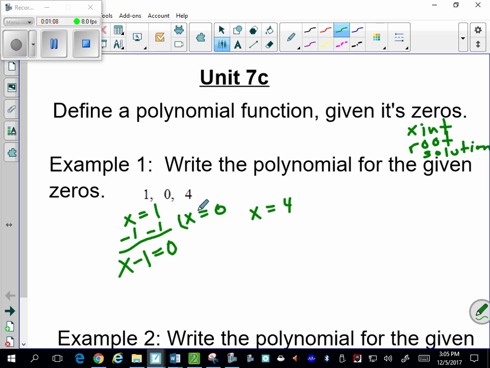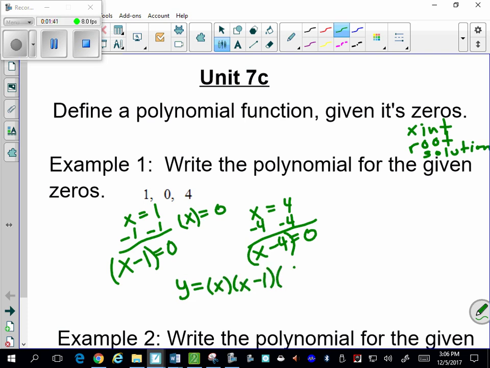So one of our factors is x, one of our factors is x minus 1, and hopefully by now you're looking at x equals 4 and you can figure out what the factor for that is. To make it equal 0, subtract 4, and you get x minus 4 equals 0. Here's your other factor. Now we're going to put all these factors together, and I join it with a y. y equals, I'm going to put the monomial first, so x times x minus 1 times x minus 4.